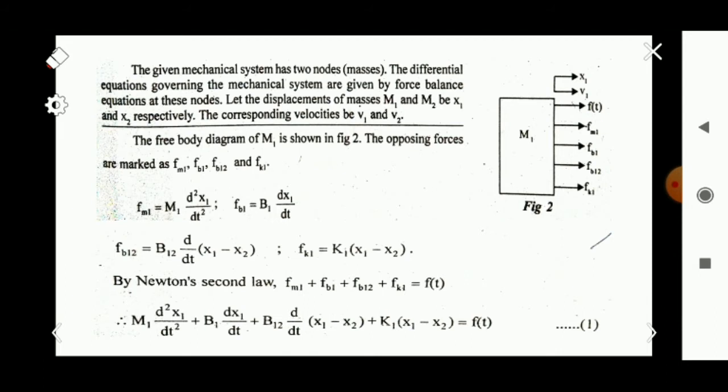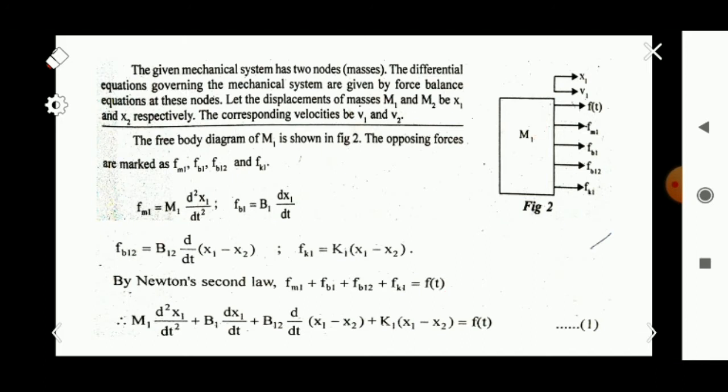Okay, so for writing the force balance equation, the force balance equation is F11 plus Fb1 plus Fb12 plus Fk1 is equal to F of t. Okay, and we are substituting the values. m1 into d square x1 by dt square plus b1 into dx1 by dt plus b12 into d by dt of x1 minus x2 plus k1 into x1 minus x2 is equal to F of t. So this is the first differential equation, the first differential equation governing the first node M1.